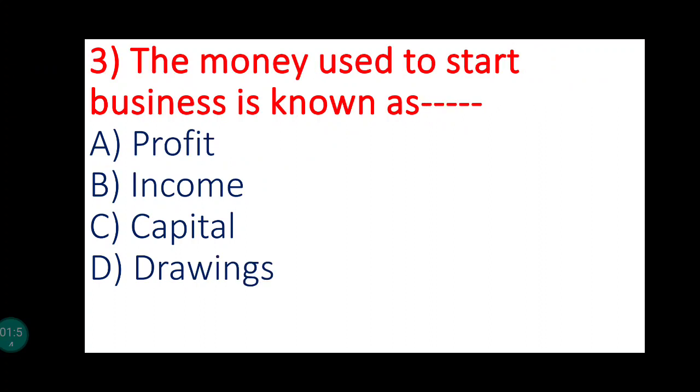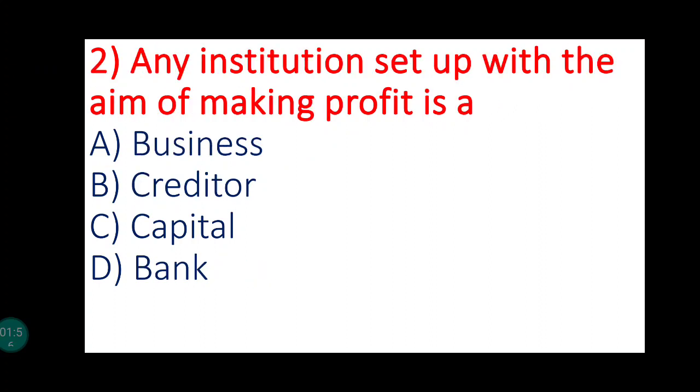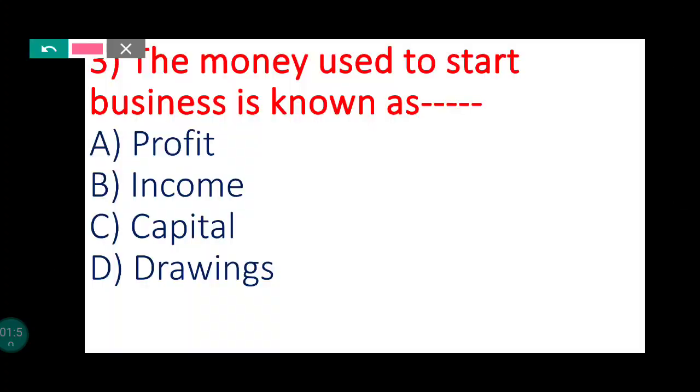Then the next, the money used to start business is known as, yes of course, capital. Money used by the proprietor to start business is known as capital. Other options are given like profit. What is meant by profit? Profit is excess of income over expenses. So that will not be the correct option.